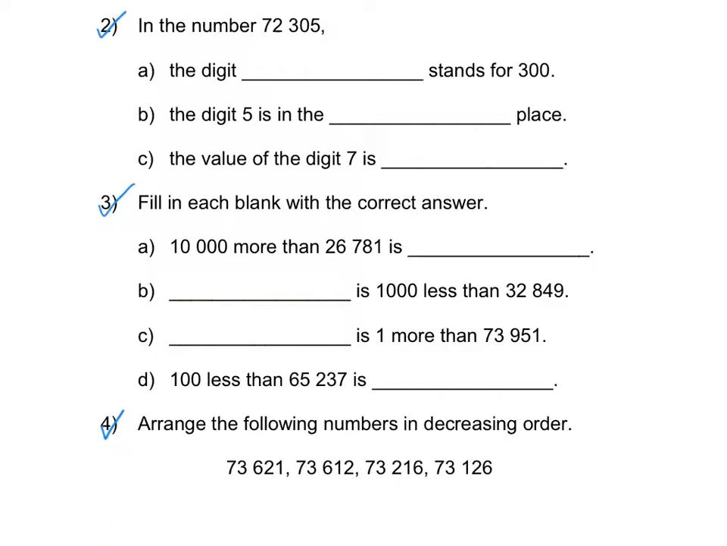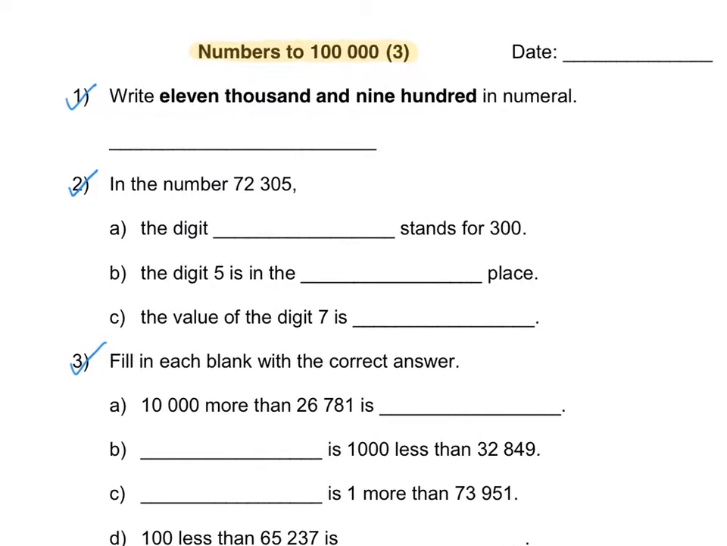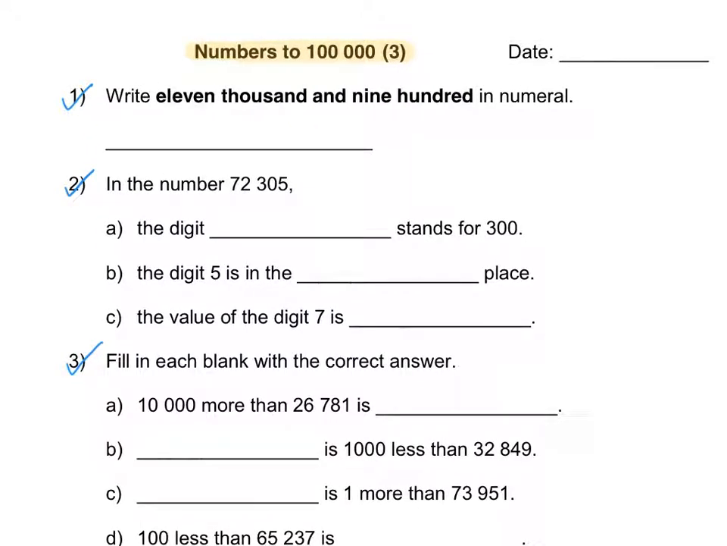So let's take a look at the very first question, which you should be very familiar with by now. Question number 1. Write 11,900 in numeral. Do you still remember what is the meaning of this word numeral? It means to write out the number. So how do you write 11,900 in its number?